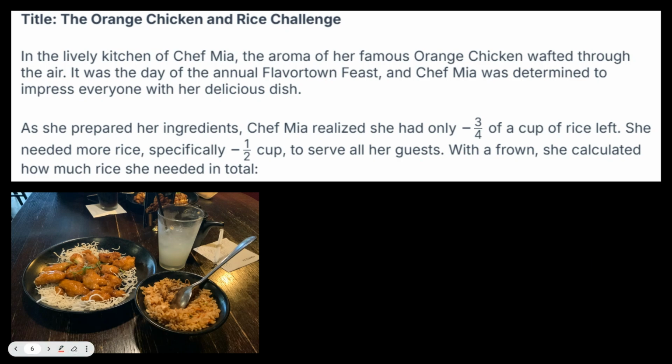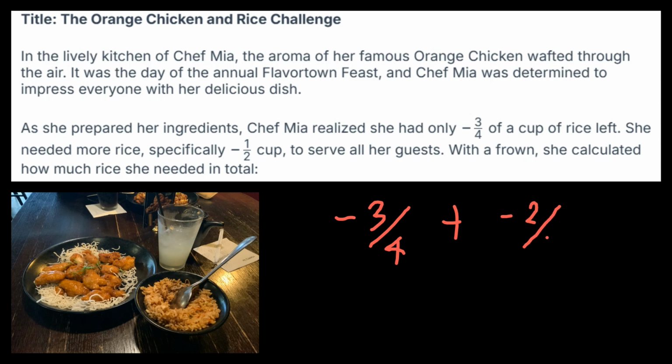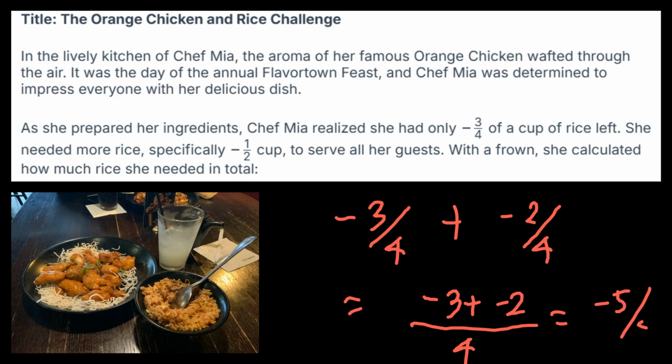So we now have negative 3/4 plus negative 2/4. We'll now have 4 as our common denominator, and negative 3 plus negative 2 will give us negative 5/4. Okay, so what is this negative 5/4 that we have now?